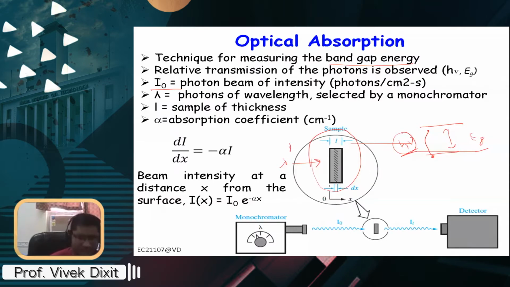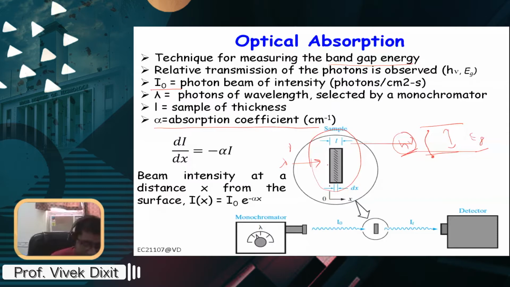You have seen a simple prism, right? Which splits the visible light into different colors, right? So these different colors are basically different wavelengths. Now L is the thickness of this sample, right? So if the sample is thick, of course there will be more absorption and transmission will be less. Now if I is the intensity, we also define that alpha is the absorption coefficient.